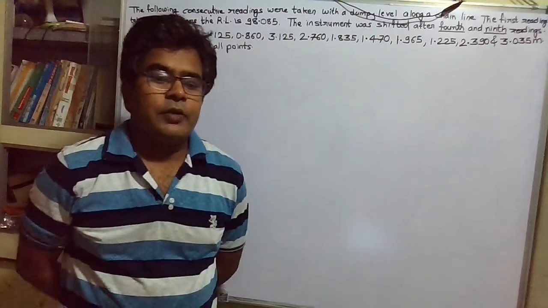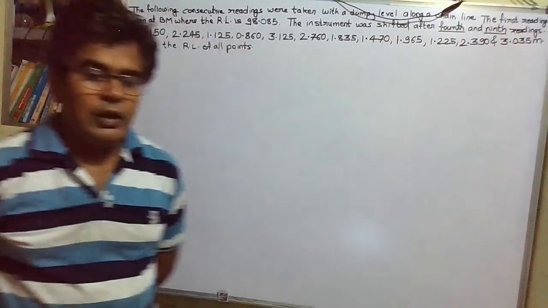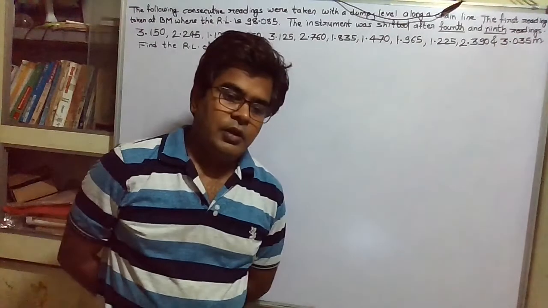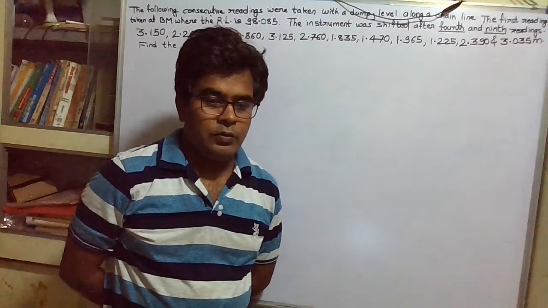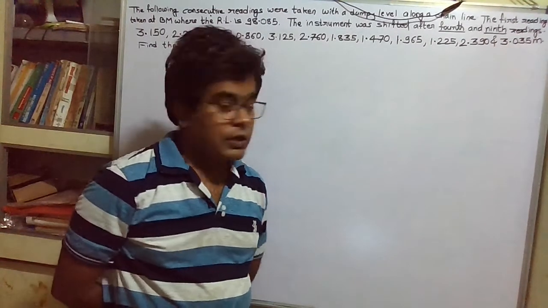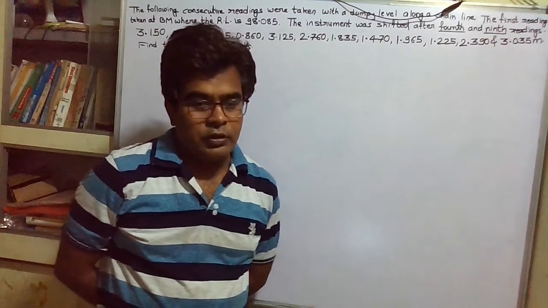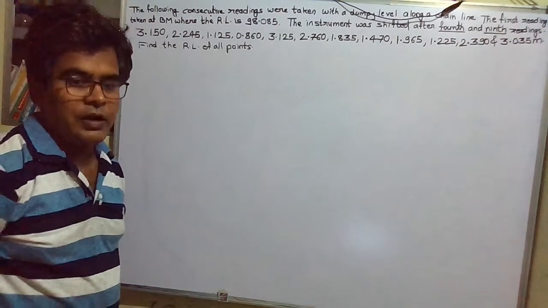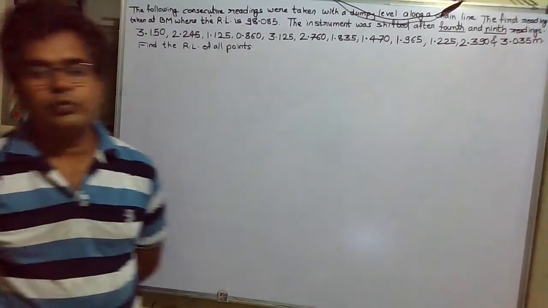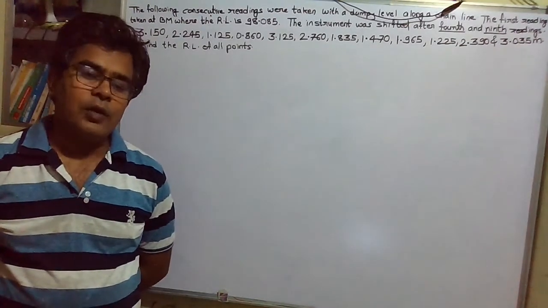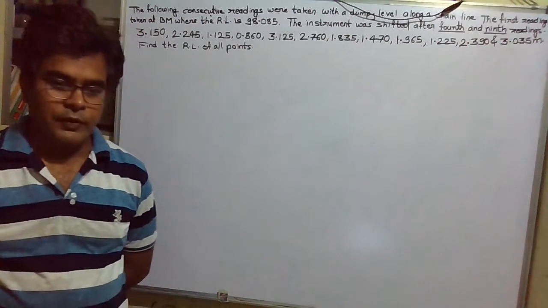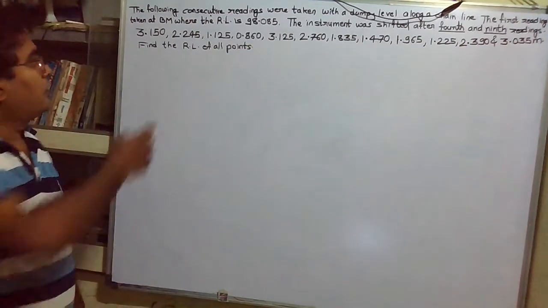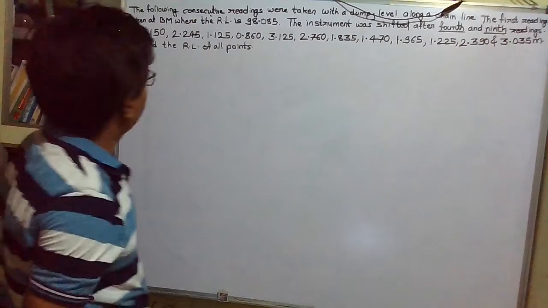In the last lecture, we have studied line of collimation method and rise and fall method. Now, let us discuss one numerical based on that to get a clear idea about these two methods, that how we can use these methods to find the RL of different points. So, let us see this numerical.